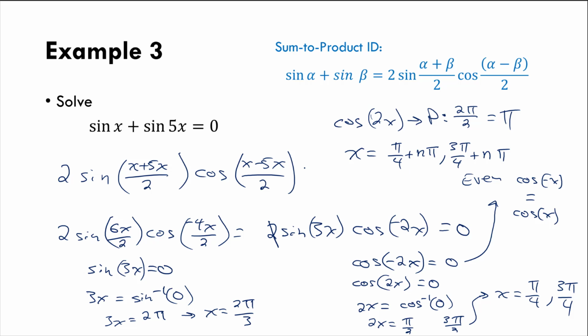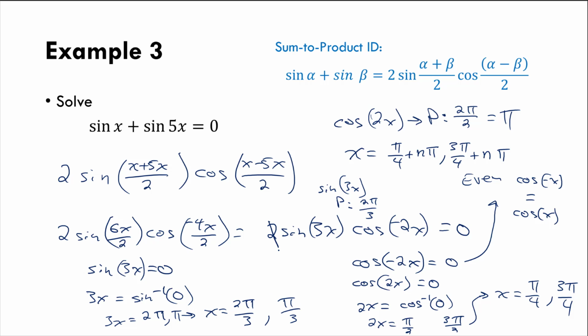How about for sine? Here I've got sine of 3x. My period here is going to be, again, 2 pi divided by this coefficient of 3, so my period is 2 pi over 3. Oh, and I also forgot another solution here. I've got 2 pi, but I also have pi. So when I divide by 3, I have 2 pi over 3 and pi over 3.